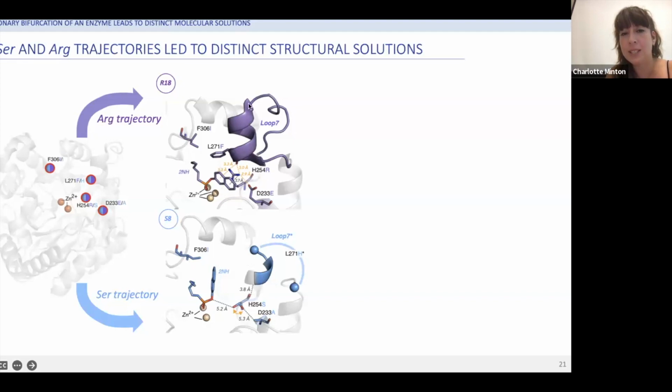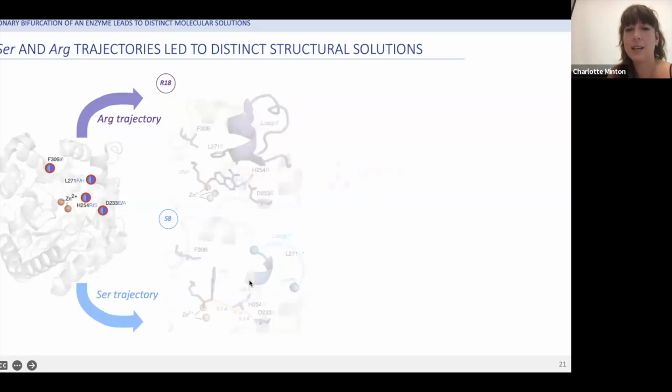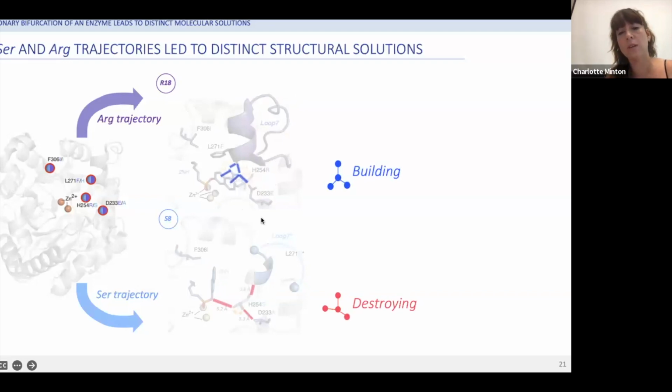And also you can see that this loop 7, which is really formed here and capping the active site, is not present in the serine structures because it's so dynamic that we can't actually assign any residues in this area. So clearly, two different strategies here again. And you can see that in one case, we are building a strong intramolecular network, and in the other case, we are destroying it.